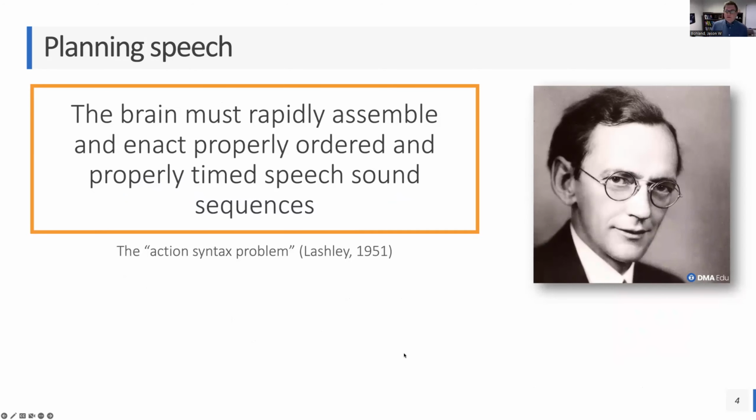This is a problem that's been studied for a very long time. Karl Lashley, the famous psychologist, described this problem of organizing speech sequences as the action syntax problem. We can define this as saying that the brain has to rapidly assemble and enact properly ordered and properly timed speech sound sequences. This is not a trivial problem. It requires forward planning and parallel representation of multiple forthcoming units as we string together speech sounds.